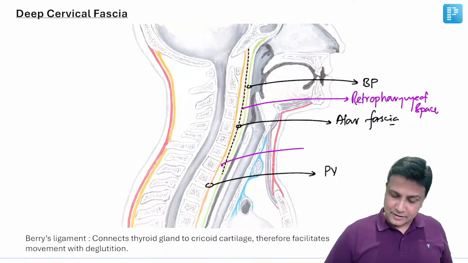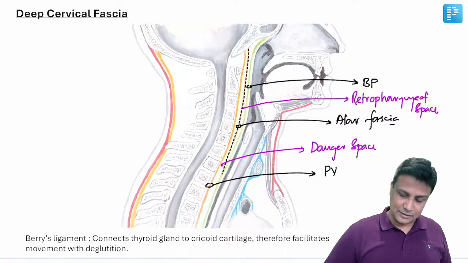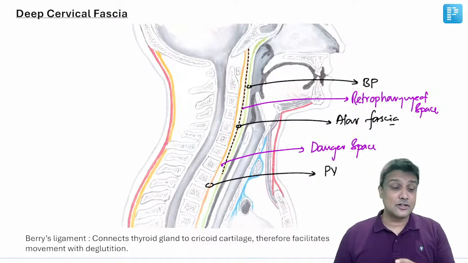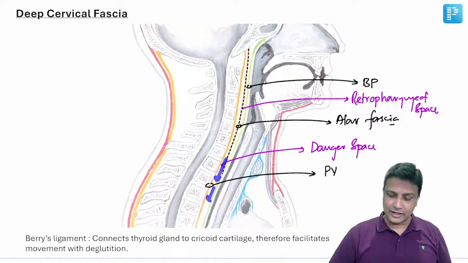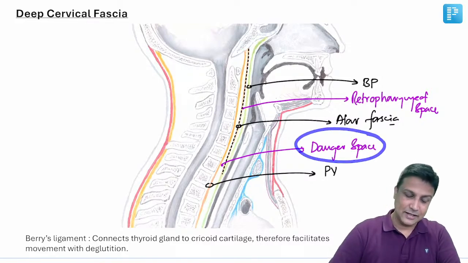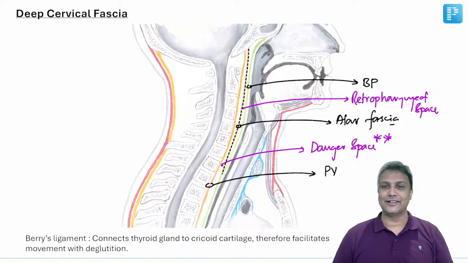Now this space here was actually asked in the exam, and this is referred to as the danger space. Danger space, why? Because you can clearly see this space is open here. And if there is any infection here, that infection is not going to be limited to your neck region only. This infection will continue down, and down, into the mediastinum of the thorax. That is dangerous. That is why it is referred to as the danger space. This was asked in the image based question. Please take care about that.